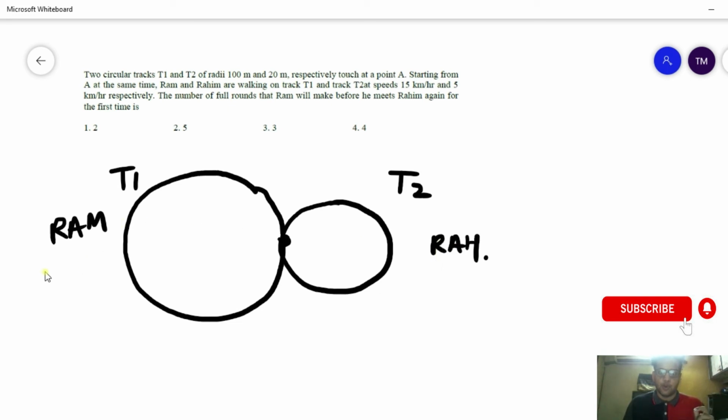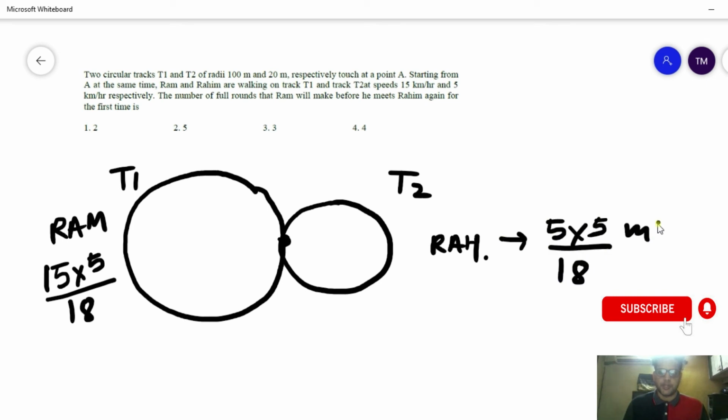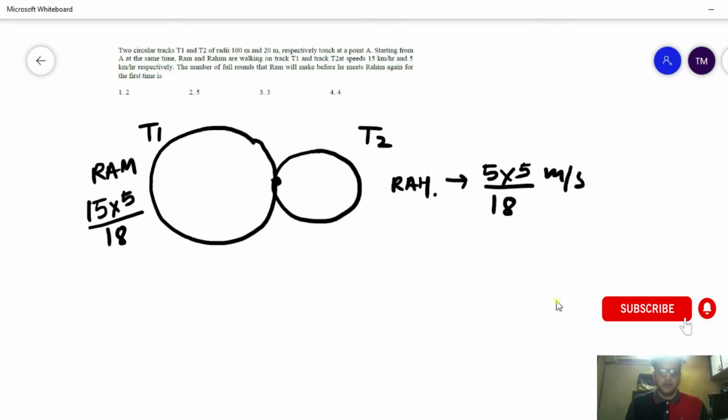Ram's speed is 15 km per hour. To convert kilometer per hour to meter per second, we just have to multiply by 5 by 18. So 5 into 5 by 18 meter per second, and he is traveling at 5 into 5 by 18 meter per second. Now to answer this question, you just have to find the ratio of time taken by Ram and Rahim. Now how do I do that? Speed is equal to distance upon time. So time becomes distance upon speed.